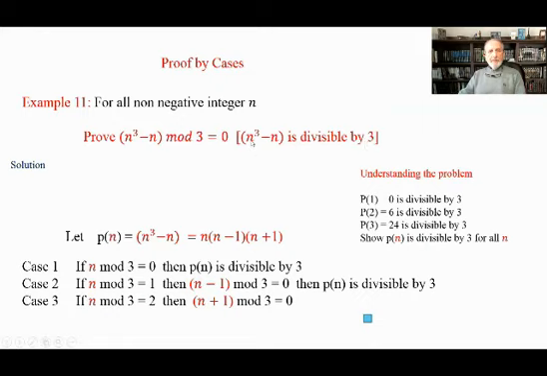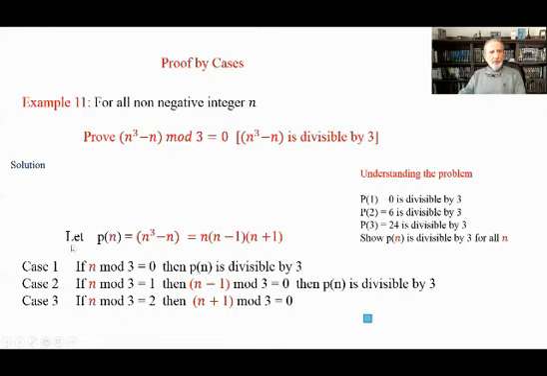If I take 1, 1 minus 1 is 0, 0 is divisible by 3. If I take 2, that's understanding the problem, okay? If I take 2, 2 to the power 3 is 8 minus 2 is 6, is divisible by 3. If I take 3, 3 cubed is 27 minus 3 is 24, again is divisible by 3. That's the understanding of the problem. And now I am asked to show that Pn is divisible by 3 for all n. That's what I need to prove now.